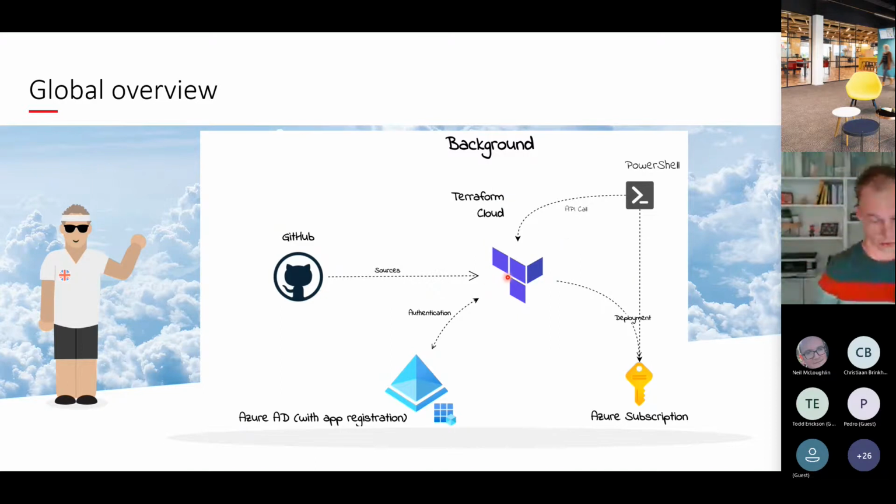Terraform Cloud consists of workspaces, and within the workspaces we need some code, and the code is stored in my case in GitHub. So that's the other part. At the bottom we have the Azure part, and that's the Azure AD, of course, where we need to create an app registration with the correct permissions, and all these parts make sure we can connect to an Azure subscription and deploy those resources.